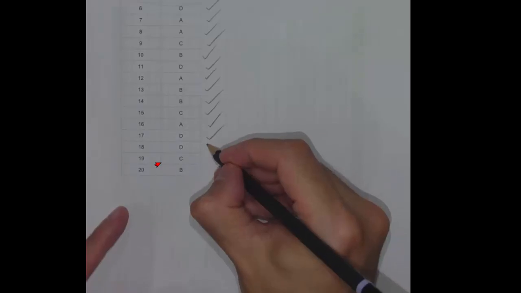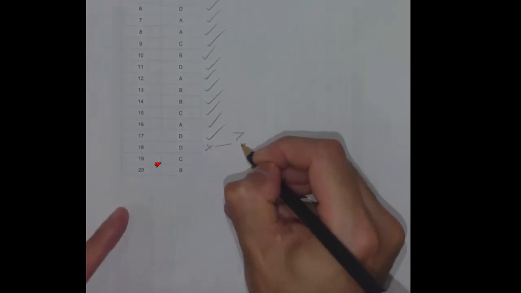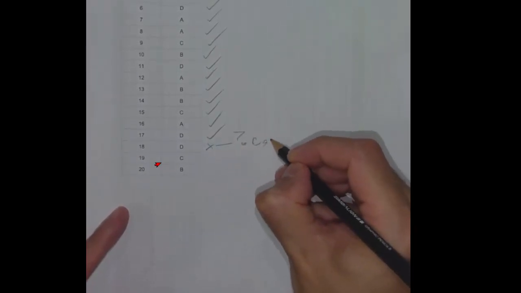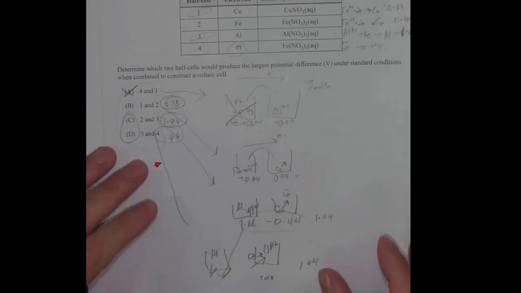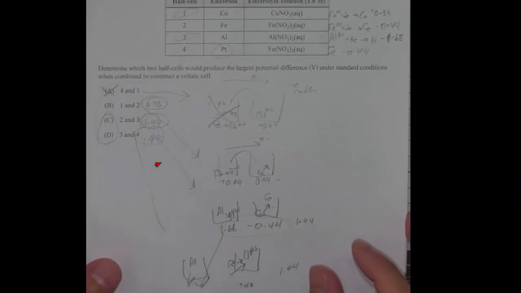18, I've gone C. The answer's D. No idea. Sorry guys, can't help you with that one. Knowing QCAA, they've just made a mistake. Okay, but I can't verify that. They might have made something I don't see here. It's possible. I don't know.